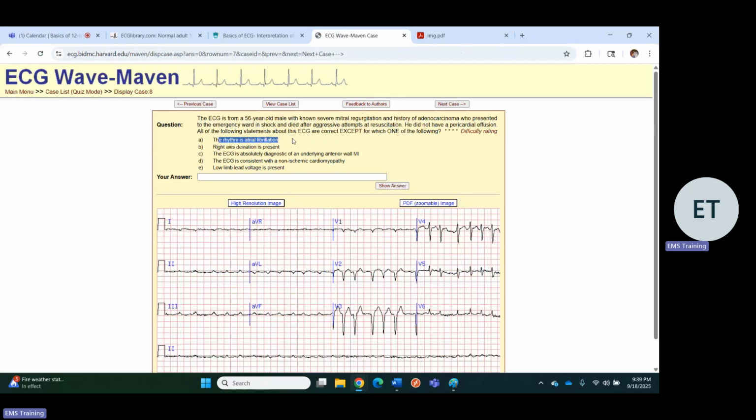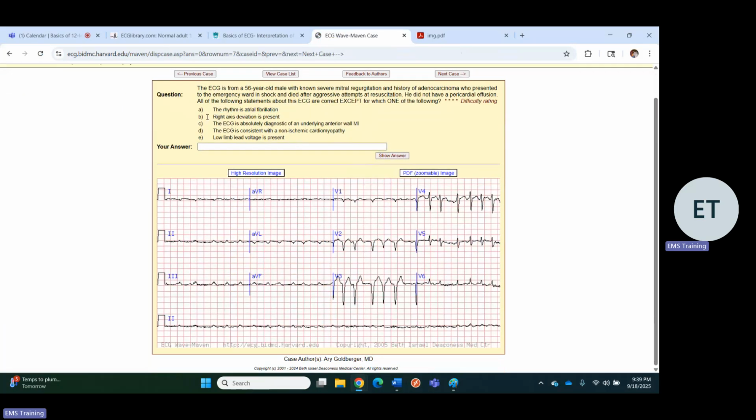The rhythm is AFib. That looks to be true. Right axis deviation is present. We did say that. That looks to be true. The ECG is absolutely diagnostic of an underlying anterior wall MI. I mean, there is some ST elevation here, but it doesn't look excessive, and it is discordant from the QRS complex direction. I wouldn't say that, especially now that we know that they're post-ROSC.